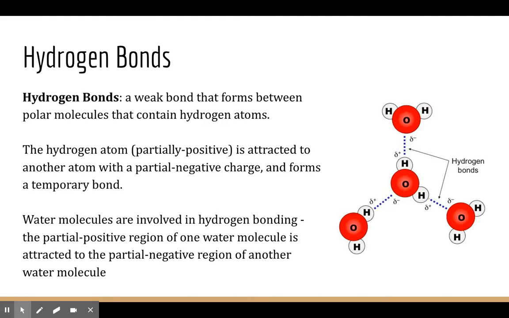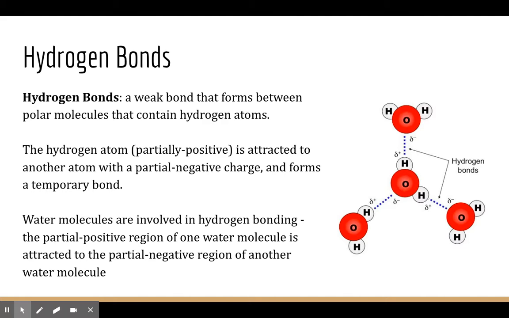So we're going to focus on water now. Water, as we said, is a polar molecule. It has a negative region, which is the oxygen atom, and then the positive region, which is the hydrogens. Because water is polar, polar molecules are able to form what are called hydrogen bonds. Hydrogen bonds are weak chemical bonds that form between different polar molecules that contain hydrogen atoms.